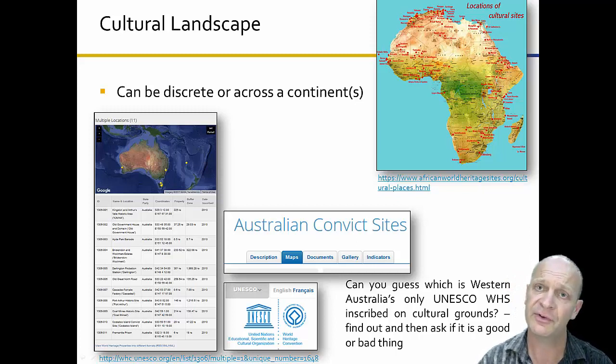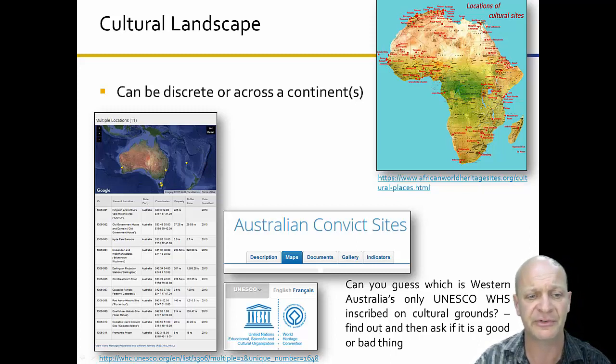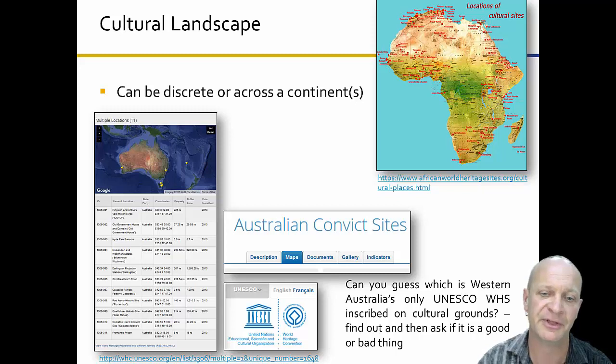So here I've taken the convict site. So in Australia we have a UNESCO World Heritage Site landscape made up of a number of prisons, colonial prisons in Australia and offshore. And you notice there's one here in WA. So each of these separate sites, there are 11 of them over here, are part of one cultural landscape in the UNESCO scheme of things.